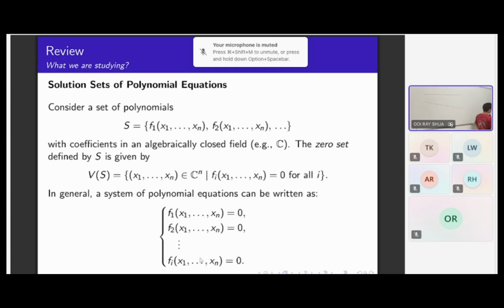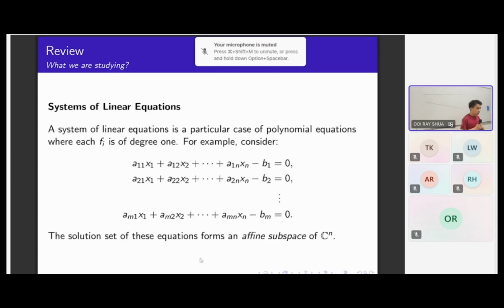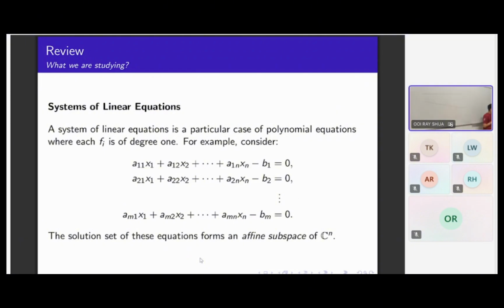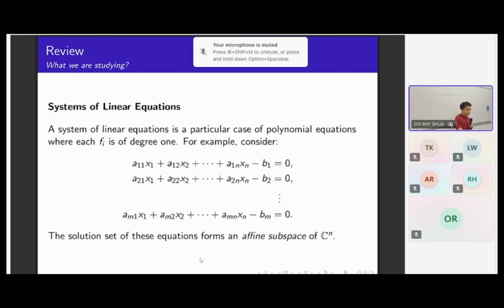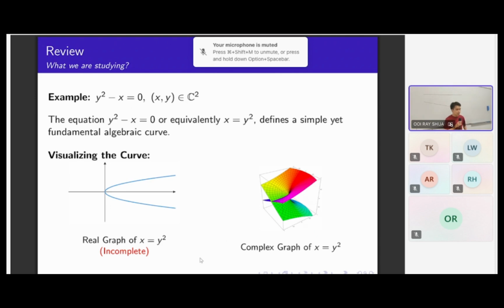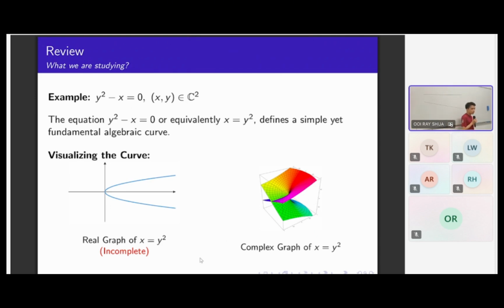Just like any high school problem, if you have a list of polynomials, your job is to find the solutions x1 up to xn. That's all it is. Some examples include our usual linear algebra. Linear algebra is a special case of algebraic geometry, just with degree 1 polynomials. All the subspaces you do in linear algebra are a special case. But of course, the point is going beyond linear algebra by making it a bit more quadratic and so on, higher degree.